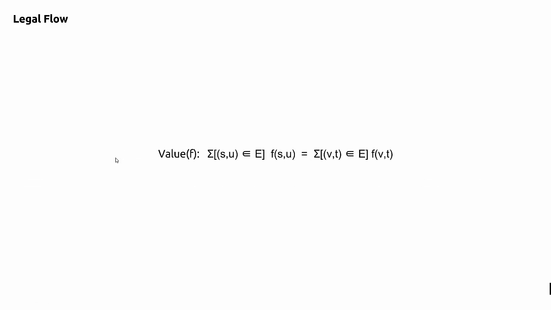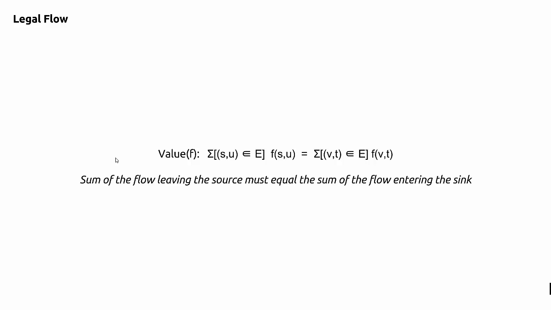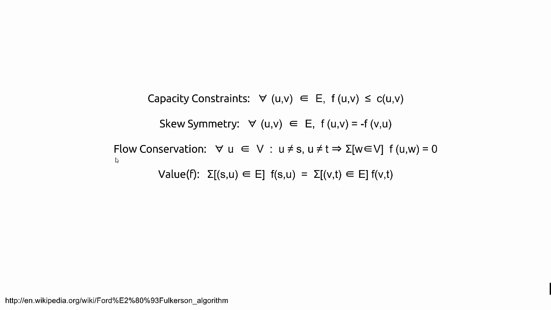Here you've got the value of F, the value of the flow, and it says that the sum of the flow from S to u is equal to the sum of the flow from v to T, which means the sum of the flow leaving the source must equal the sum of the flow entering the sink, which again, in the piping system, you can't have more water coming from nowhere, and you can't have water just leaving. It's always quite a closed system. So here they are in a nice little slide, and these are the 4 properties.